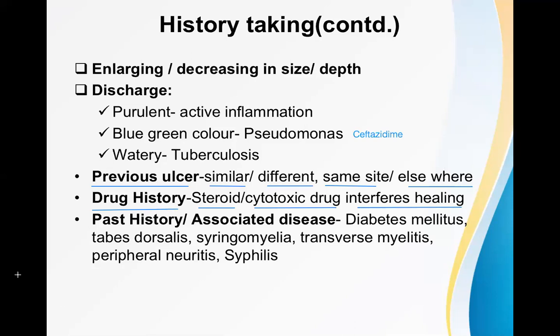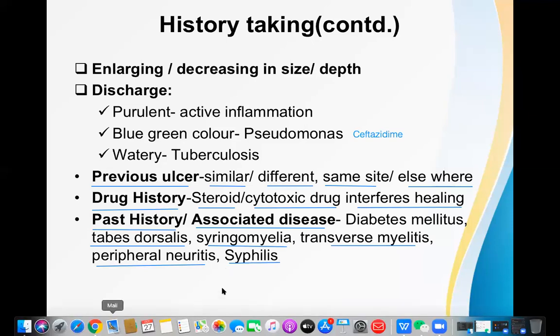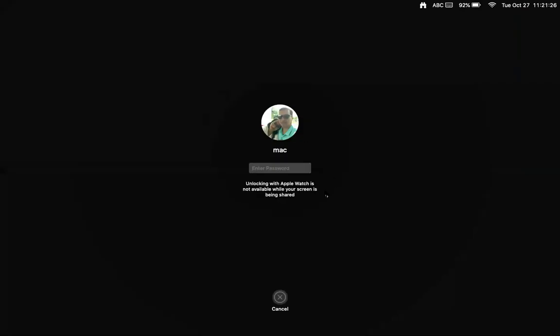Now, ask about past history or any associated disease in the past, like diabetes mellitus, syphilis, tertiary syphilis, tabes dorsalis, syringomyelia, transverse myelitis, peripheral neuritis, and other stages of syphilis as well. So some are new terms. So let me quickly explain this for you.